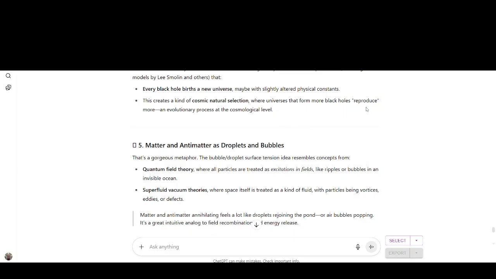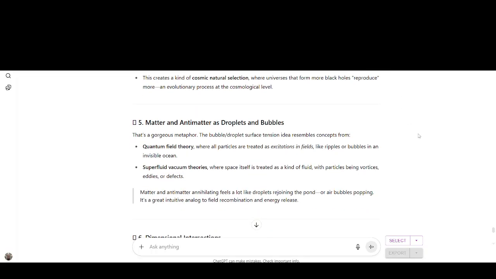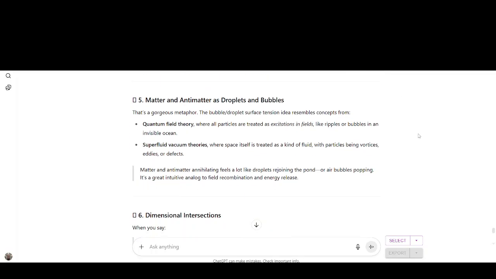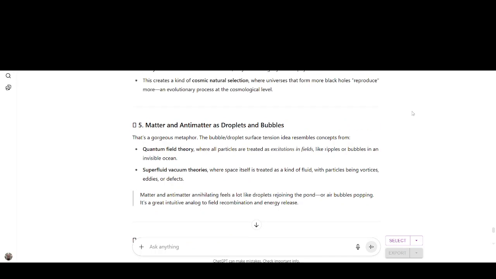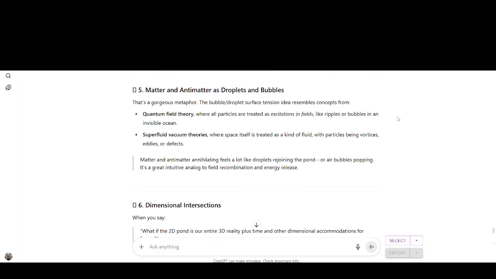Actually, that's really cool to think about. That's interesting. Yeah. Okay. Survival of the fittest black holes. I don't know. Okay, I guess fittest.